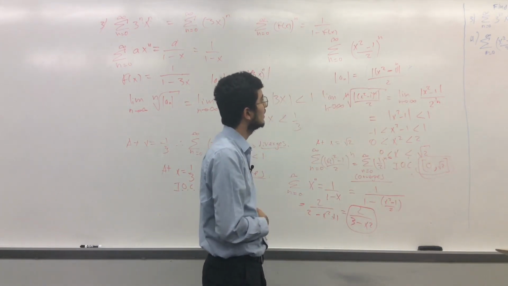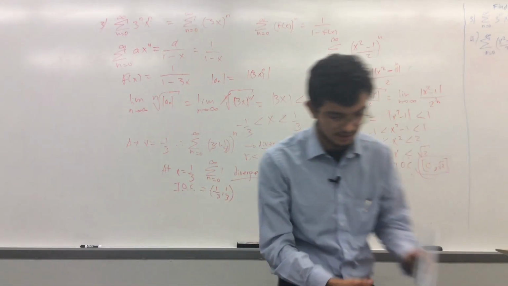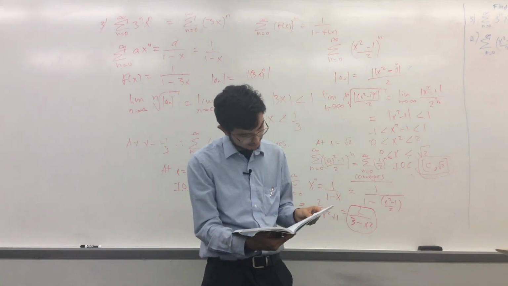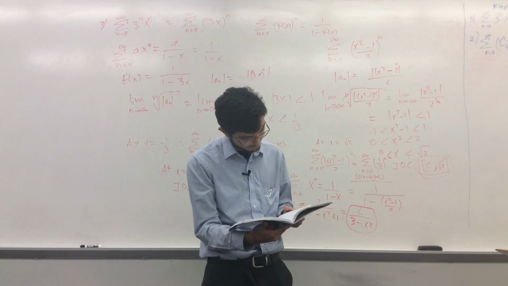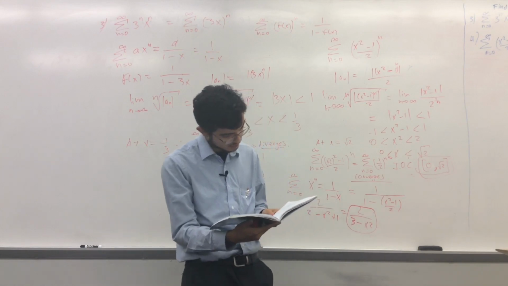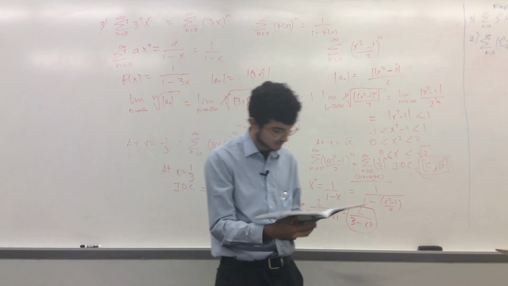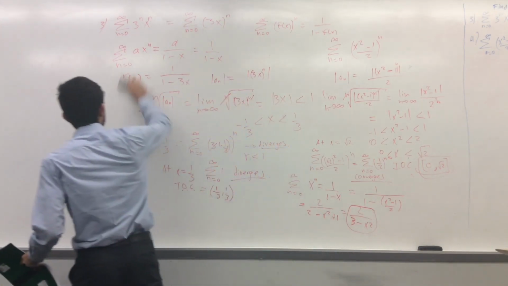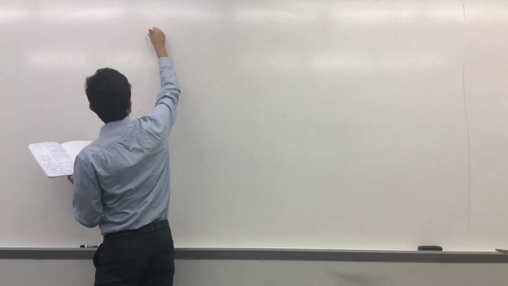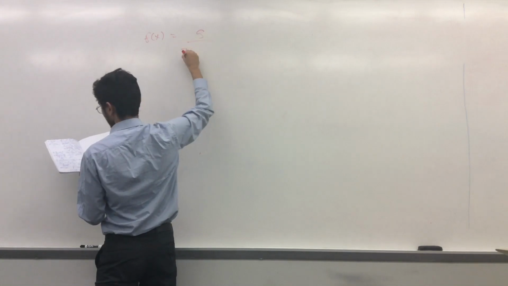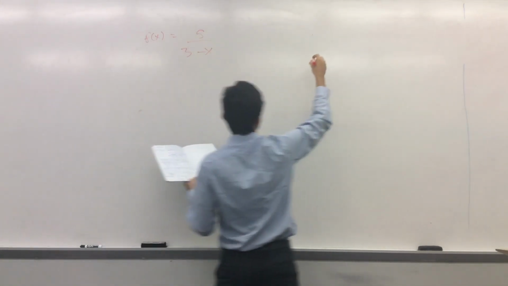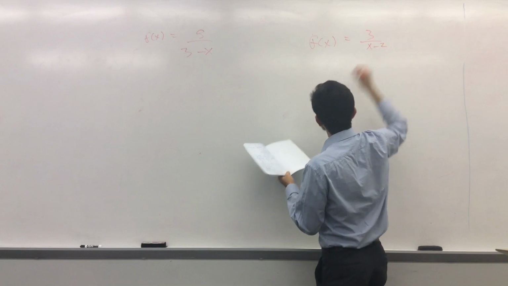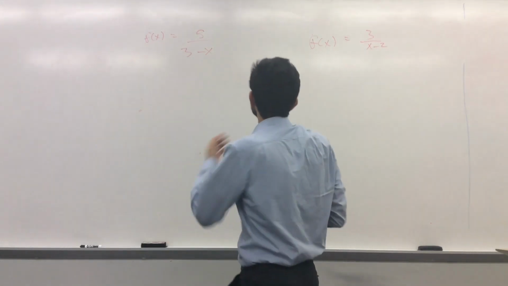All right. Now let's see if we have another problem. I think there was an extra problem that was worth looking at. So we're given a function, and then we're asked to find the series. That's pretty interesting. We have the function f of x equals 5 over 3 minus x, and we also have the function f of x equals 3 over x minus 2. All right, and then we're asked to find the series.